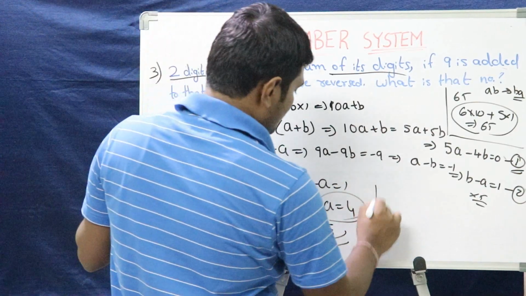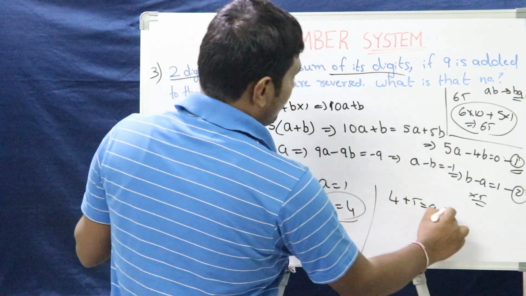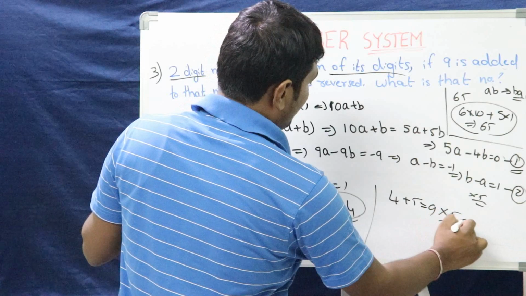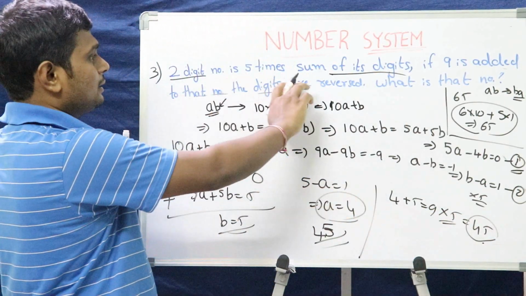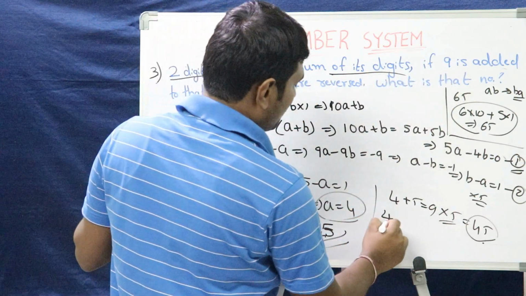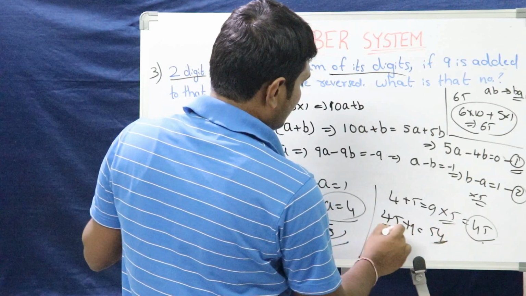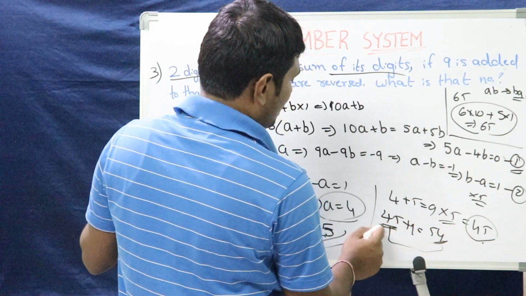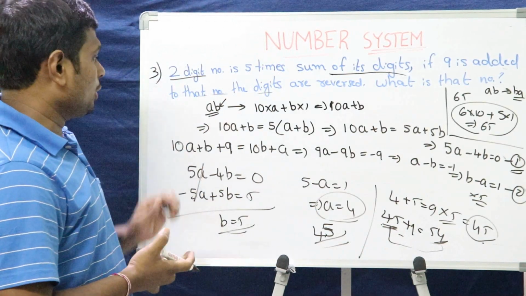If we add those digits, 4 plus 5 is 9. If we multiply with 5, what are we getting? We are getting the number, right? 45. The first statement is correct. The second one: if we add 9 to that number, that means 45 plus 9, what are we getting? 54. The digits are reversed, right? 45 here, 54 here. In this way we can solve the problem. I hope you got that one.